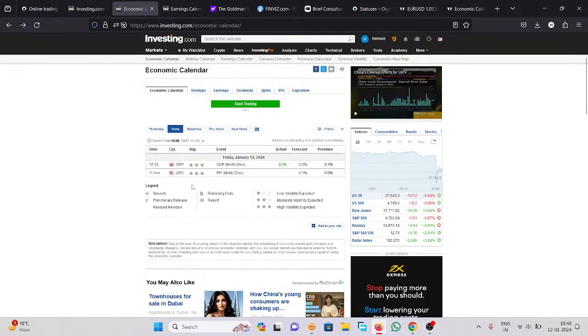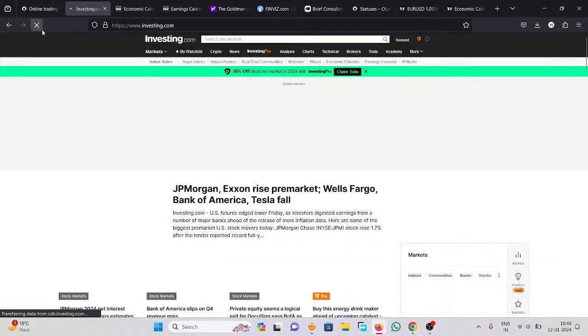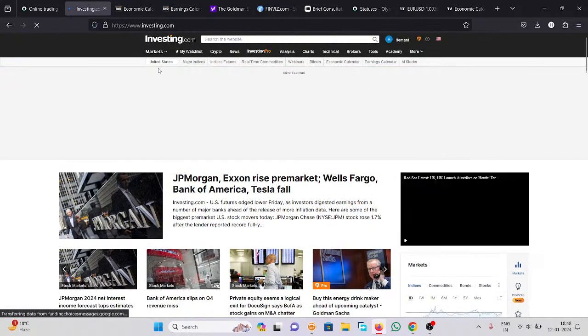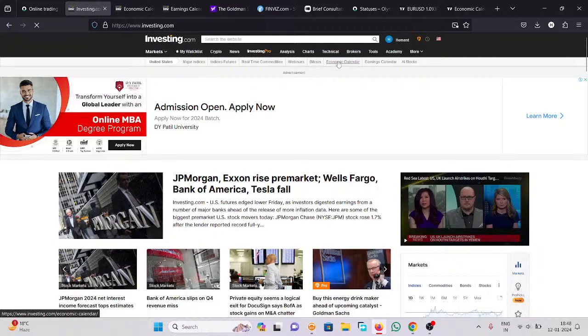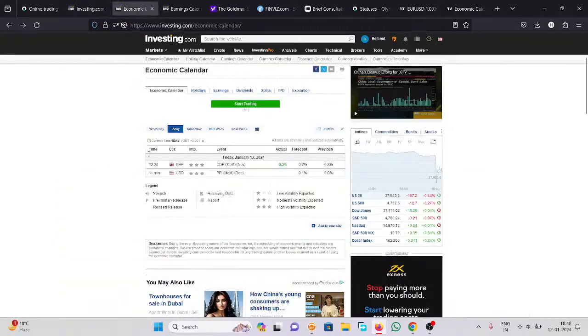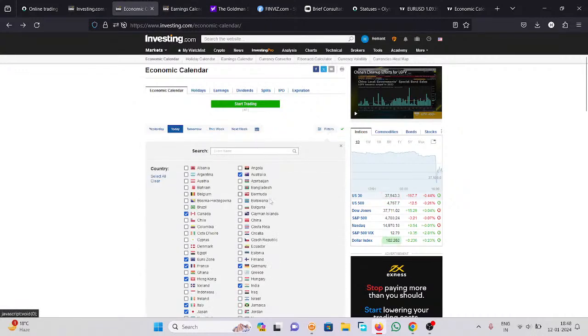What is the market news? These are the market news. There is an economic calendar. You can go to investing.com easily. Here is investing.com. This is the simple website of investing.com. Once you open investing.com, there is an economic calendar. If you click on the economic calendar, it shows you like this.